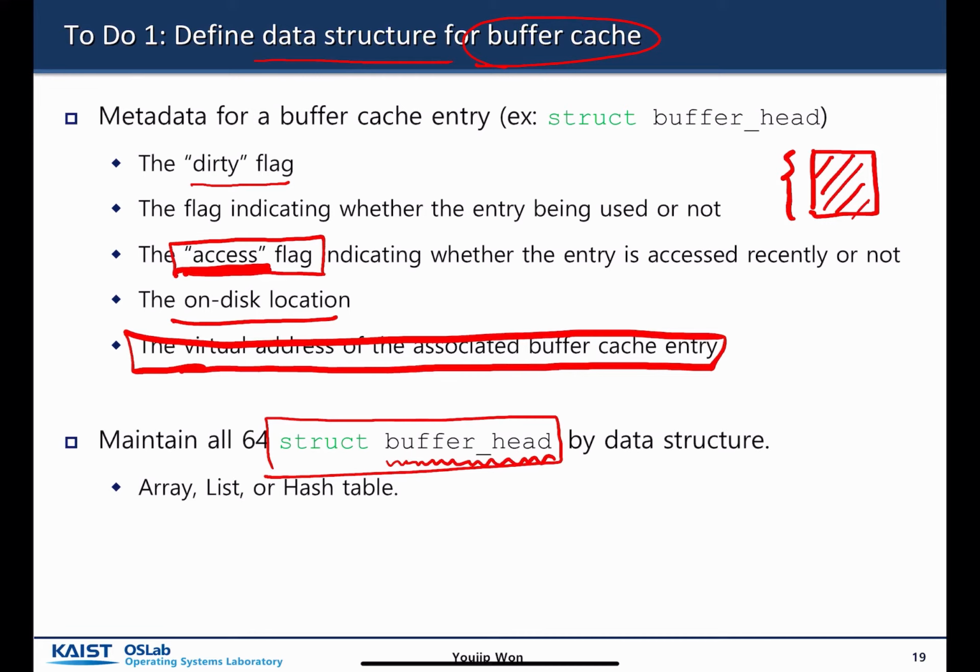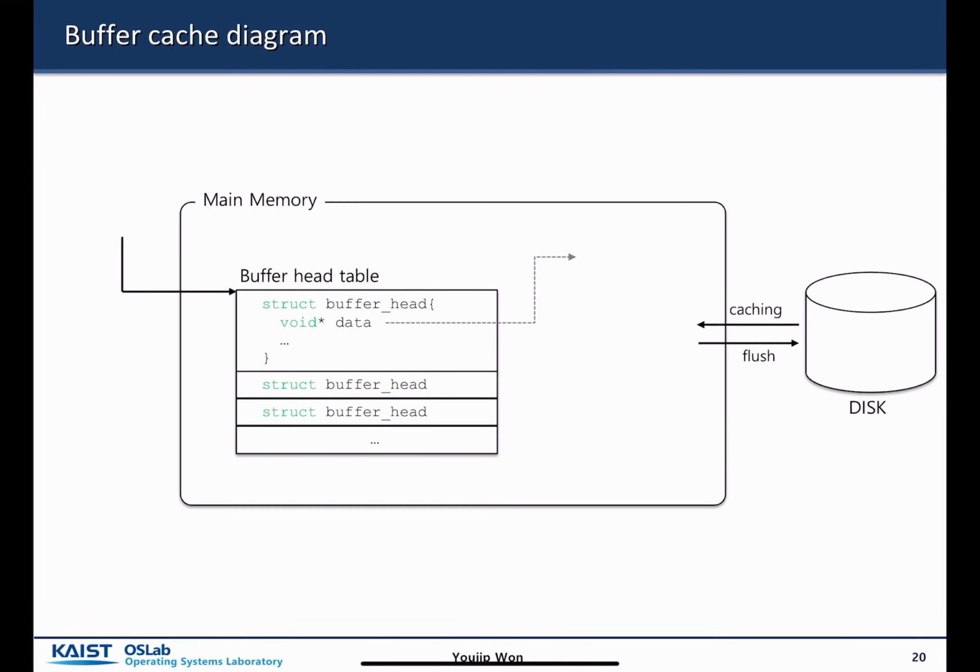There are many data structures that can accommodate 64 data structures. We can use an array, list, or hash table. Here we are using the table. So this is the table of 64 buffer heads, and each buffer head has a pointer to its location in the virtual memory. So this is the diagram for the buffer cache.